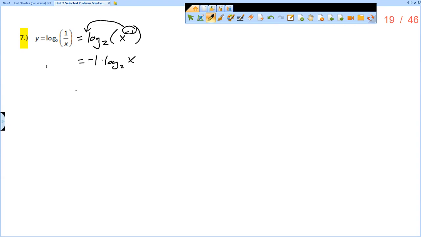Now, if you didn't do that, you'd have a little bit more work when you're simplifying after finding the derivative, and you'd have a little bit more chain rule work as well. But I'm going to put the negative 1 on the outside, times the derivative of the log base 2 of x.